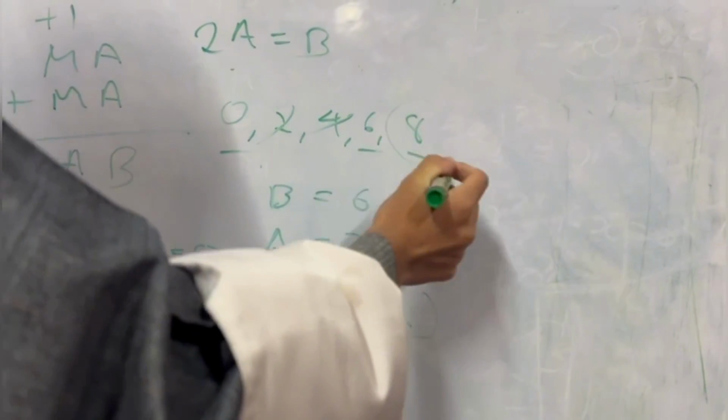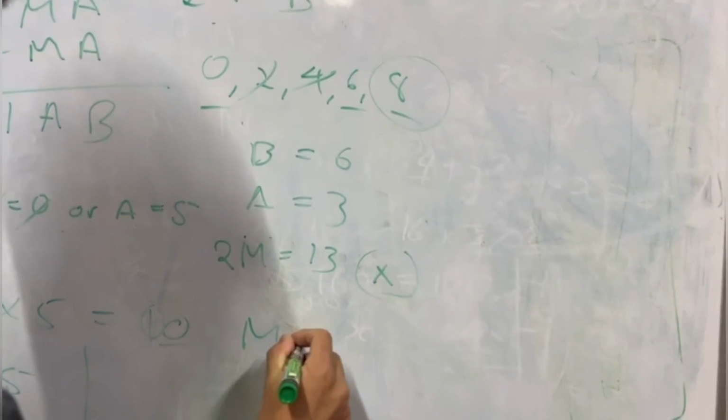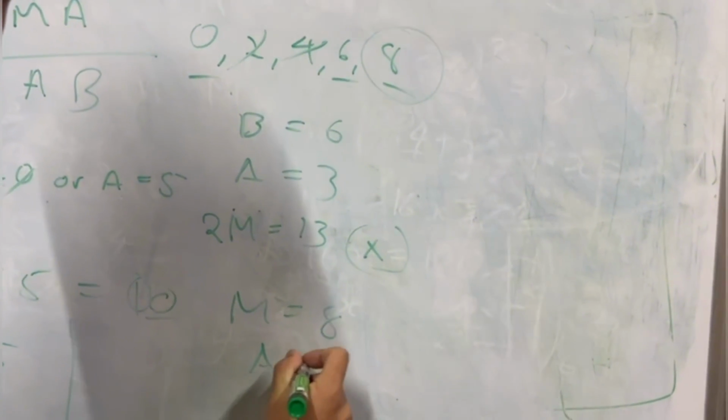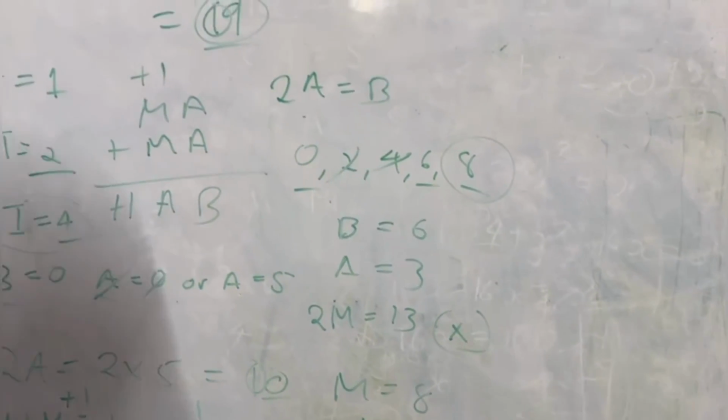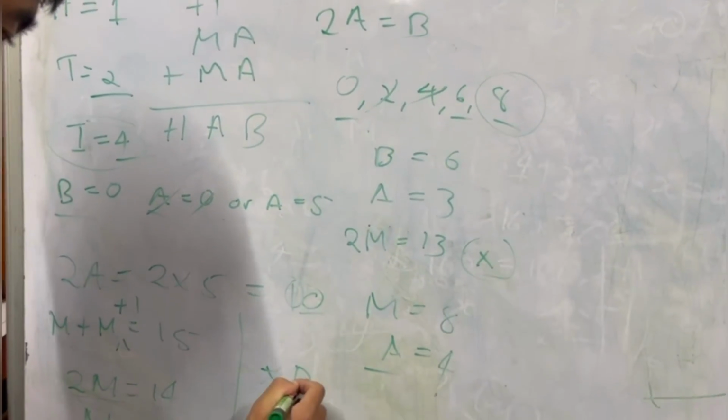So let's see if b is equal to 8. If b is equal to 8, a is equal to 4. This is not possible because a cannot be equal to I. So the only possible value of b is 0.